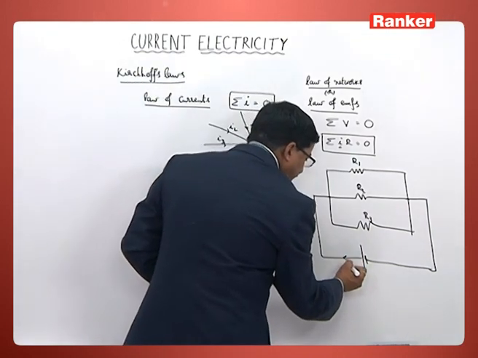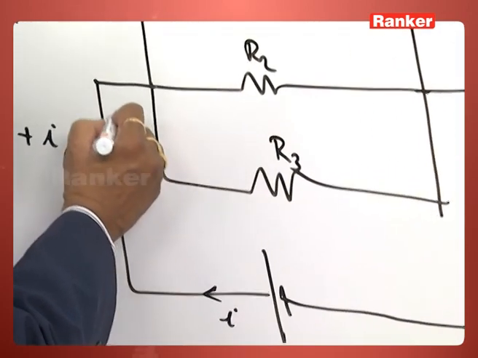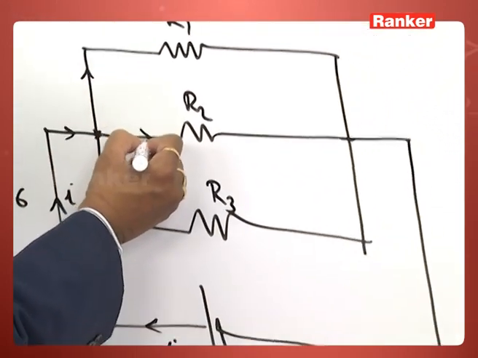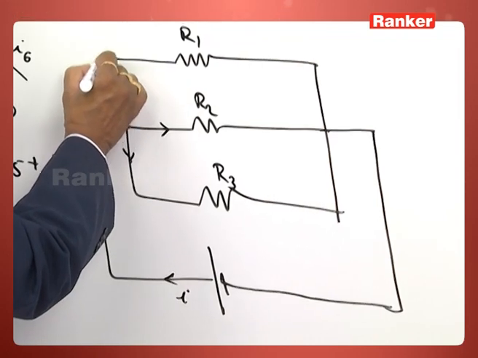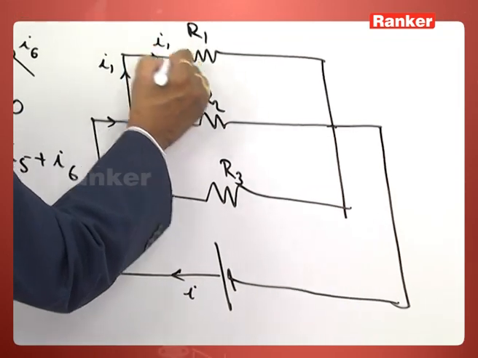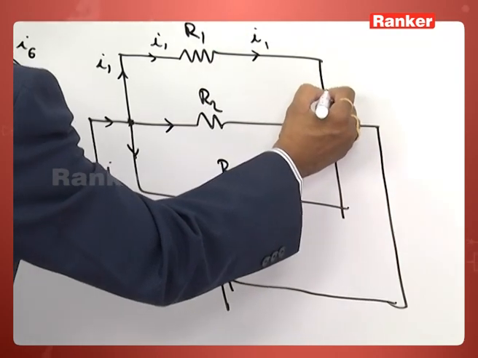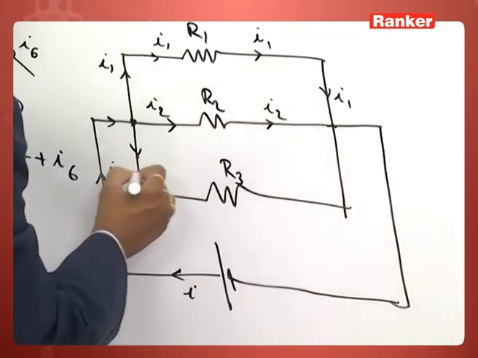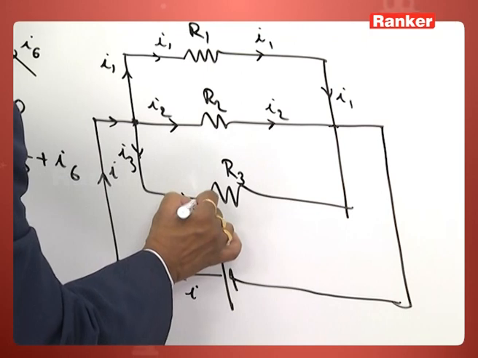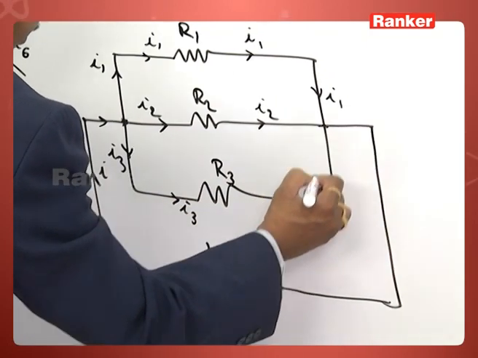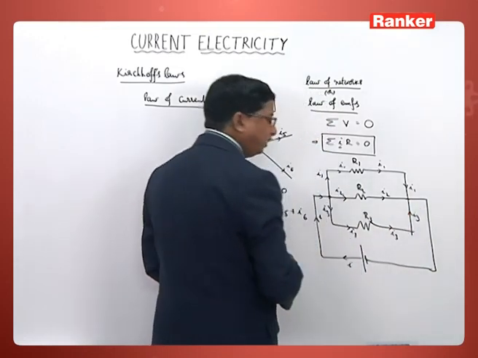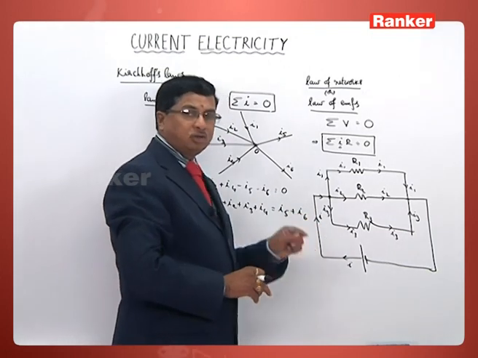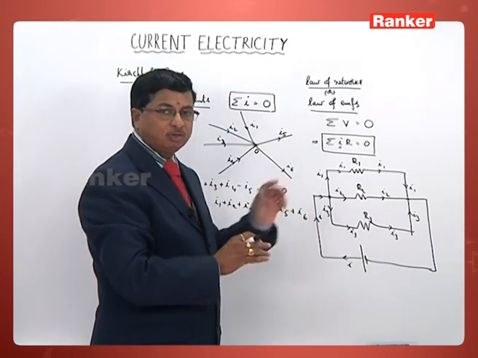Now the direction of current, of course, will be I here, that enters here. After reaching this junction, the current splits into three different parts. Let us consider the current across R1 as I1, the current across R2 as I2, the current across R3 as I3. So three different currents we are considering in such a way that the sum of all the three currents must be equal to the total current that is entering into the circuit.